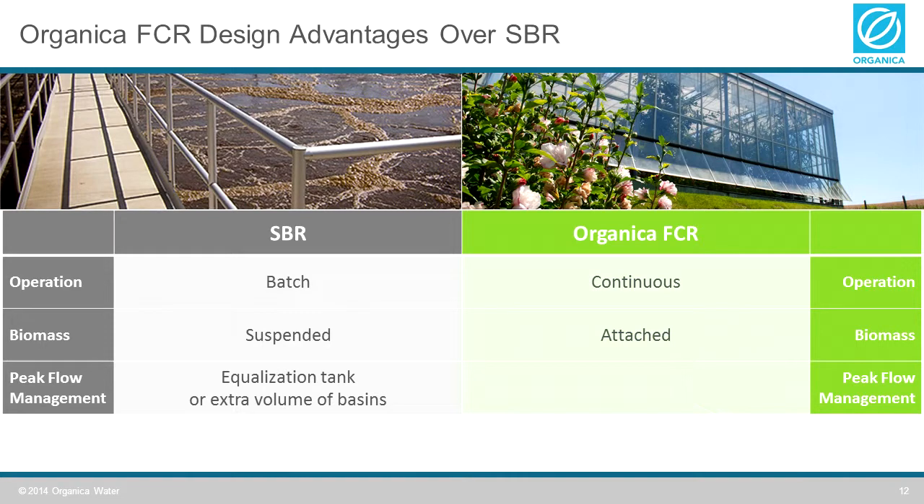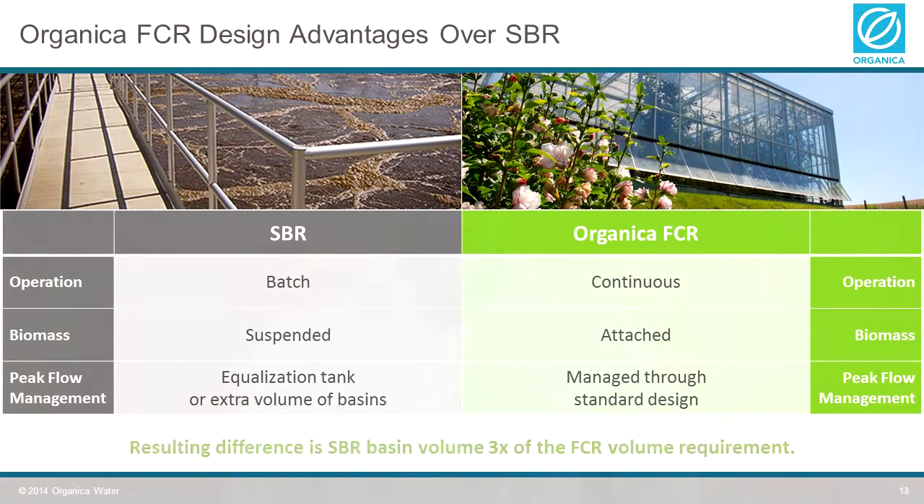In an FCR, the various unit operations are all sized to accommodate the peak flows, while the biological reactors do not need to be oversized to accommodate a peak factor up to 2.5x. Therefore, whatever comes in goes out at the same rate without any need for equalization tanks. As a result of all this, the basins in an SBR system are usually 3 times bigger than those in an FCR. Now let's look at some operational differences.